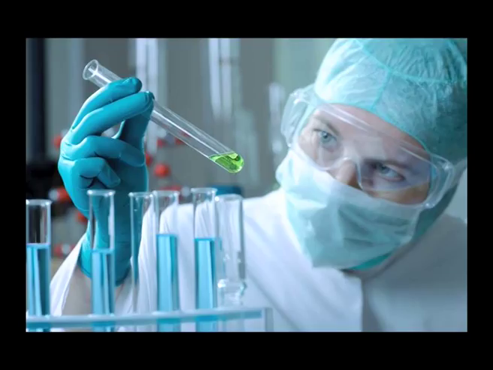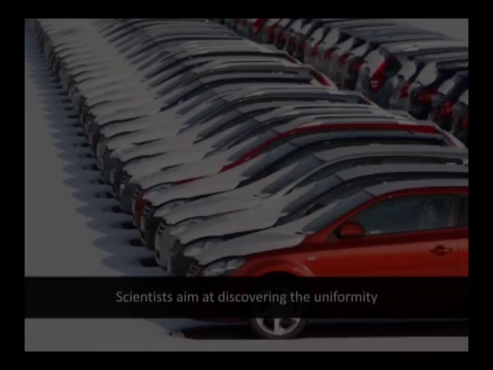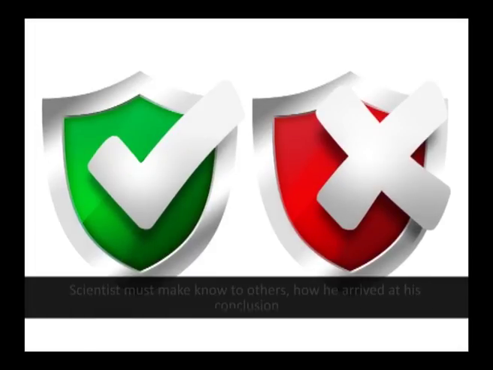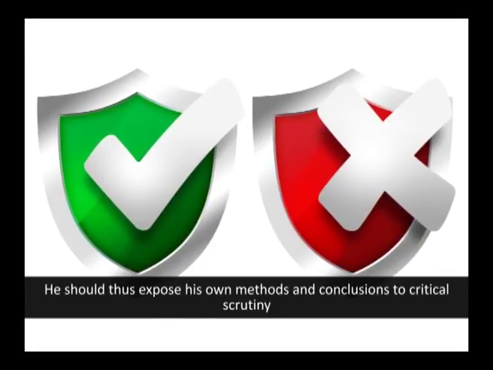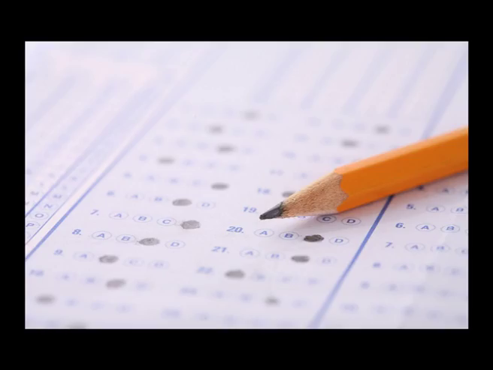Generalization. Scientist tries to find out the commonality of a series of events. They aim at discovering the uniformity. Assuming a discovered uniformity, a logical class and its observed pattern, a descriptive generalization is formulated. Verifiability. Scientist must make known to others how he arrived at his conclusion. He should thus expose his own methods and conclusions to critical scrutiny. When others test his conclusion under the same conditions, then it is accepted as correct.